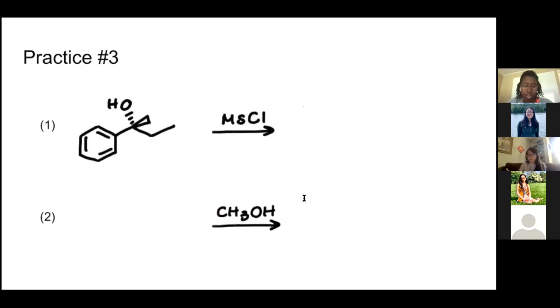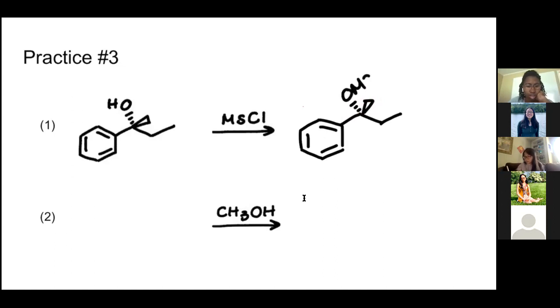Last practice, crazy looking guy. Once again, alcohol. Let's do some mesylation. Going to redraw that benzene ring. Let me go a little bit slower. Remember, the OMs is going to be on what? The wedge or the dash. You guys know this. No change in stereochemistry, so it's going to be on the dash. Let me just write it kind of funky like that. You know what? I'll do this. Make it easier on us.